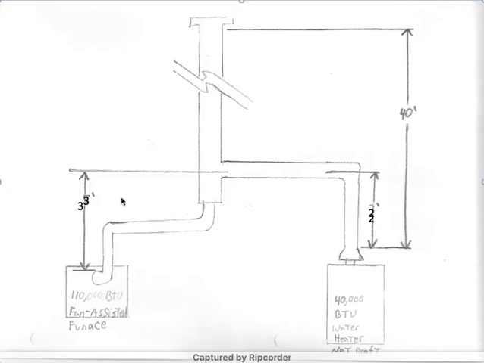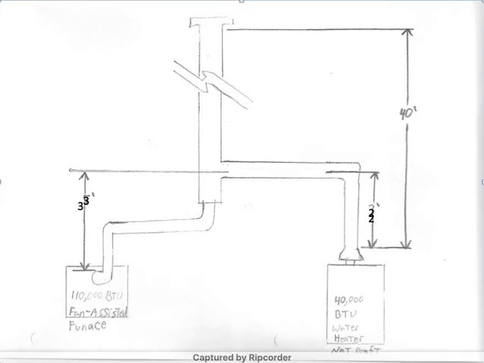All right, my apologies here. I got a little tripped up. But what it says here is 3 feet and 2 feet. And then you have your chimney height altogether is 40 feet.